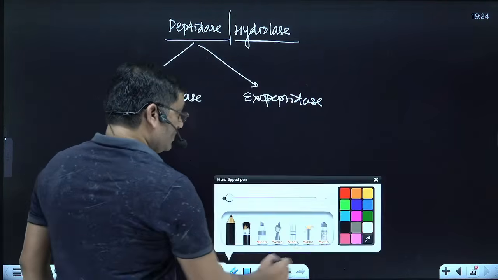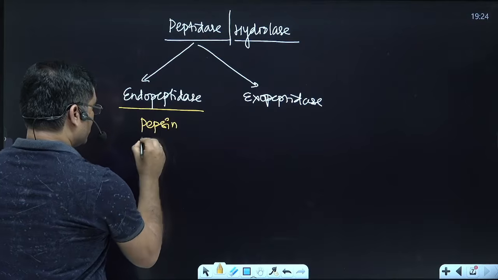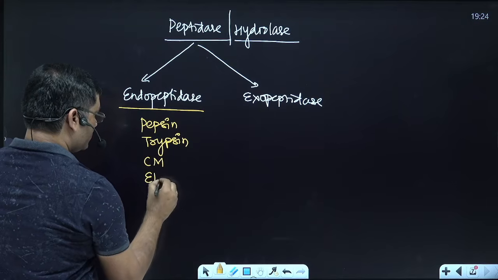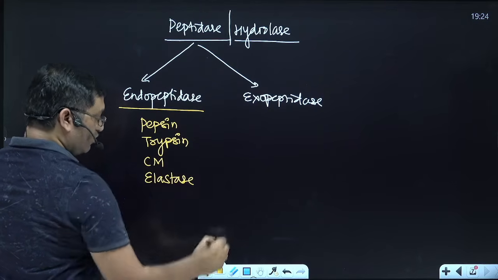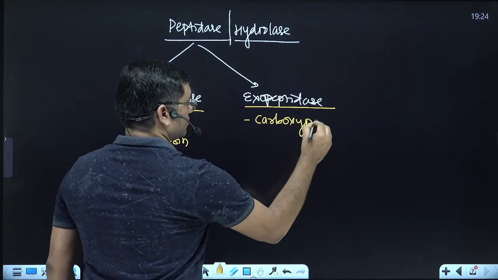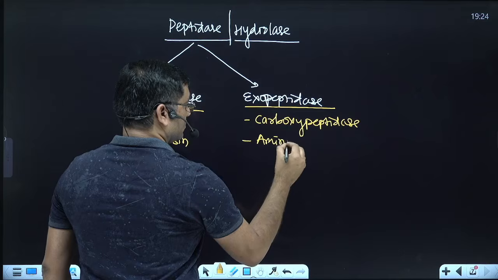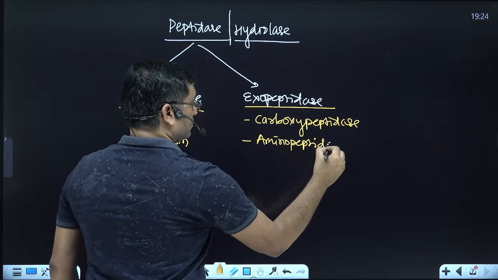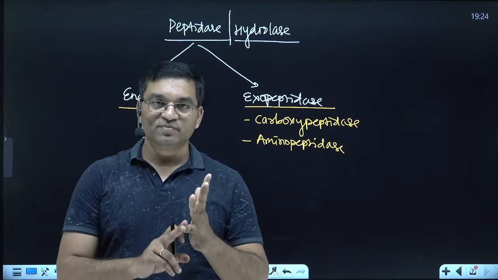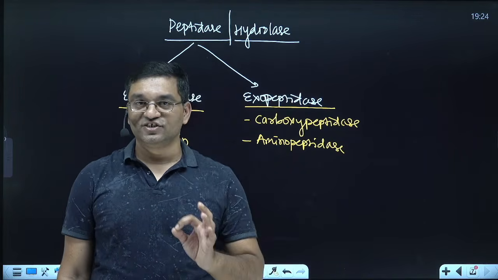The important endopeptidases are pepsin, trypsin, chymotrypsin, elastase. And the important exopeptidases are carboxypeptidase and aminopeptidase. These are the important enzymes involved in the digestion of protein. Absorption: sodium dependent, sodium independent, and Meister cycle. So this is all about protein digestion and absorption.